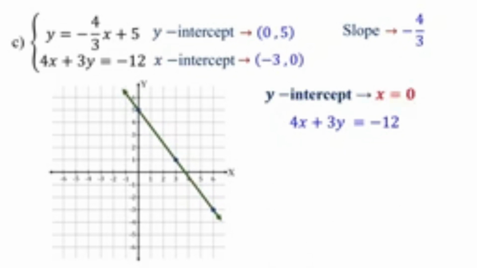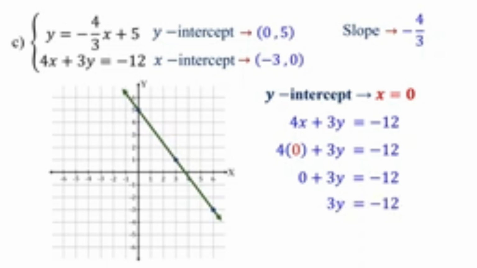Next, let's find the y-intercept by setting x to 0 and solving for y. 4 times 0 equals 0, and we get 3y equals -12. To isolate y, divide both sides by 3, giving us y equals -4. Therefore, the y-intercept is (0, -4).